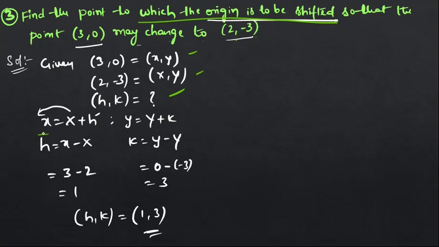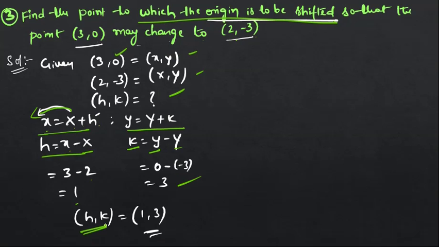So same formula here. See, x equals capital X plus h and y equals capital Y plus k. From this, what is the value of h here? Simply take this capital X to the left-hand side, it will become h equals small x minus capital X, and k equals small y minus capital Y. Substitute the values. Small x is 3 and capital X is 2 given. That is equal to 1. Similarly, small y is 0 and capital Y is minus 3. So minus of minus will become plus 3.